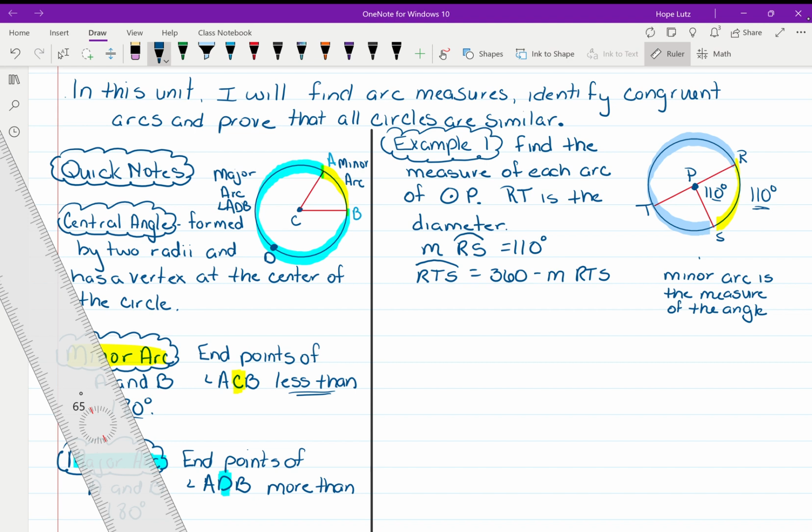RTS. And I did that wrong too. I can't take it because I don't know what RTS is. So this is a common mistake you guys are making. So I'm not actually looking for that. I need to take this out and I need to make it RS because we know what RS is. That would be 360 minus 110, which would give us what's left over in our arc. So that would give us 250 degrees.